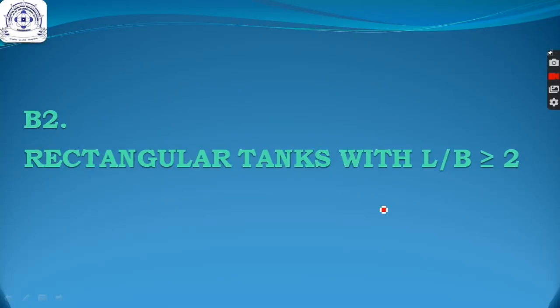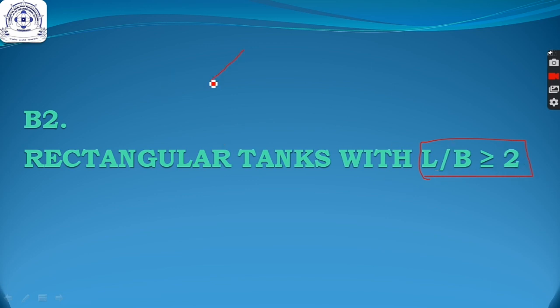Here in this lecture we move on to the next classification of tanks resting on ground, that is the rectangular tanks with L by B ratio greater than or equal to 2. In the previous lecture we had done the tanks with L by B less than 2. So before starting with what difference lies in the design of this type of tank, we must understand the meaning of this expression.